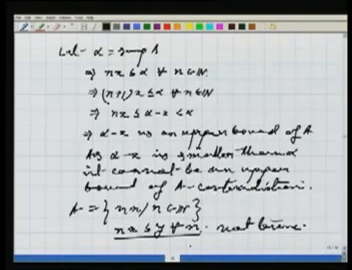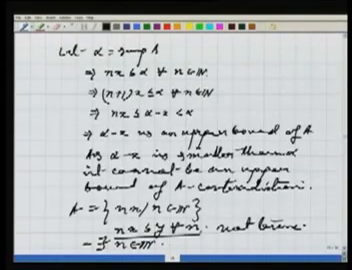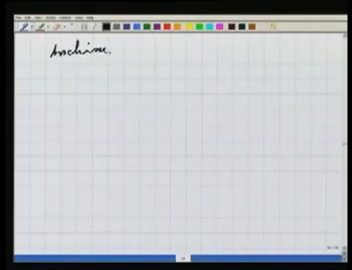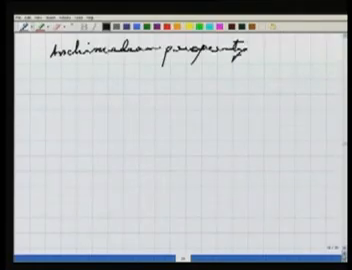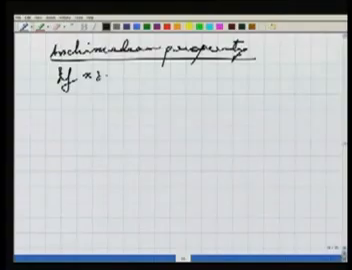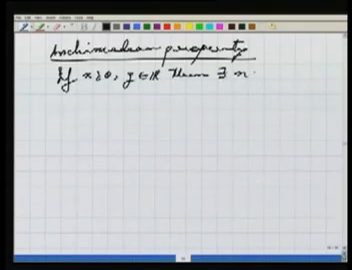Well, this is not true means there must exist some n for which this is false, that is, nx is strictly bigger than y, such that nx is strictly bigger than y. Well, that is what we wanted to prove. This is called the Archimedean property. So, the precise statement of this is, if x is a positive real number, y is an arbitrary real number, then there exists a natural number n such that nx is strictly bigger than y.